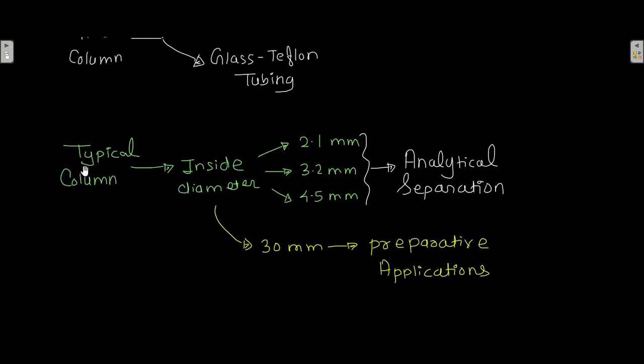Now consider a typical column. The inside diameter of the column used in HPLC is 2.1 mm, 3.2 mm, or 4.5 mm if you are doing analytical separation. And if you are using HPLC for preparative applications, then the inside diameter of that column is going to be 30 mm.